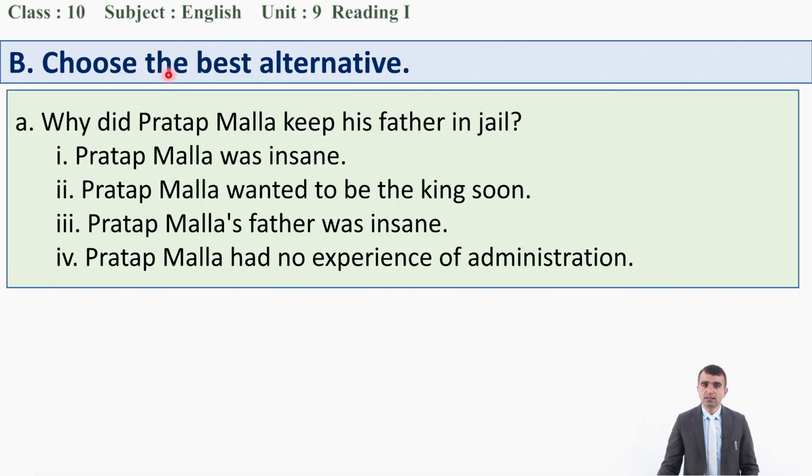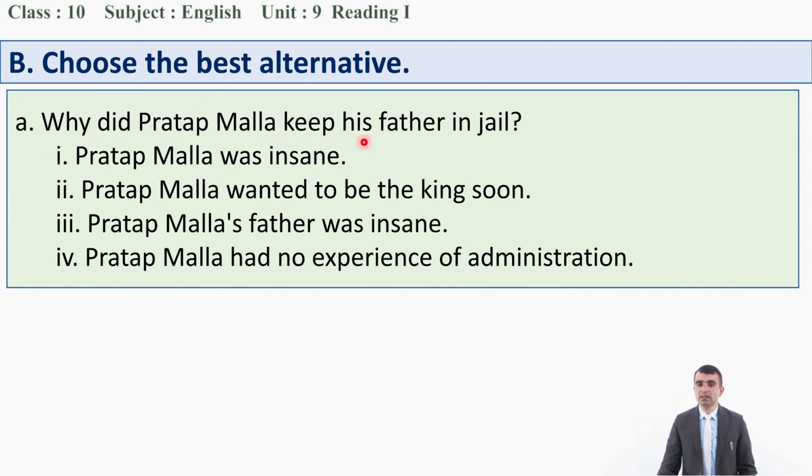Well, now next, Activity B or task B. Here, the instruction is choose the best alternative. Each question has four answers, but only one is the right answer, the correct answer, or the best answer. So, out of them, you should choose the best one. That's easy, isn't it? Good. Well, let's read the first question.